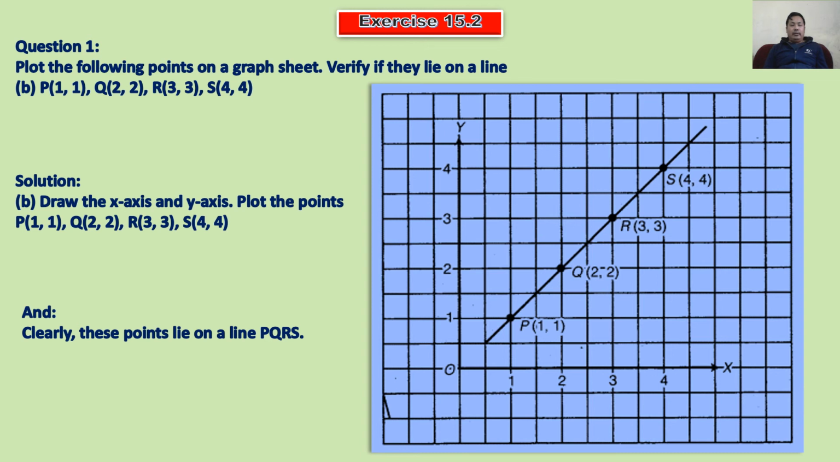Then we'll go to the third graph. Okay, let us see the third graph.